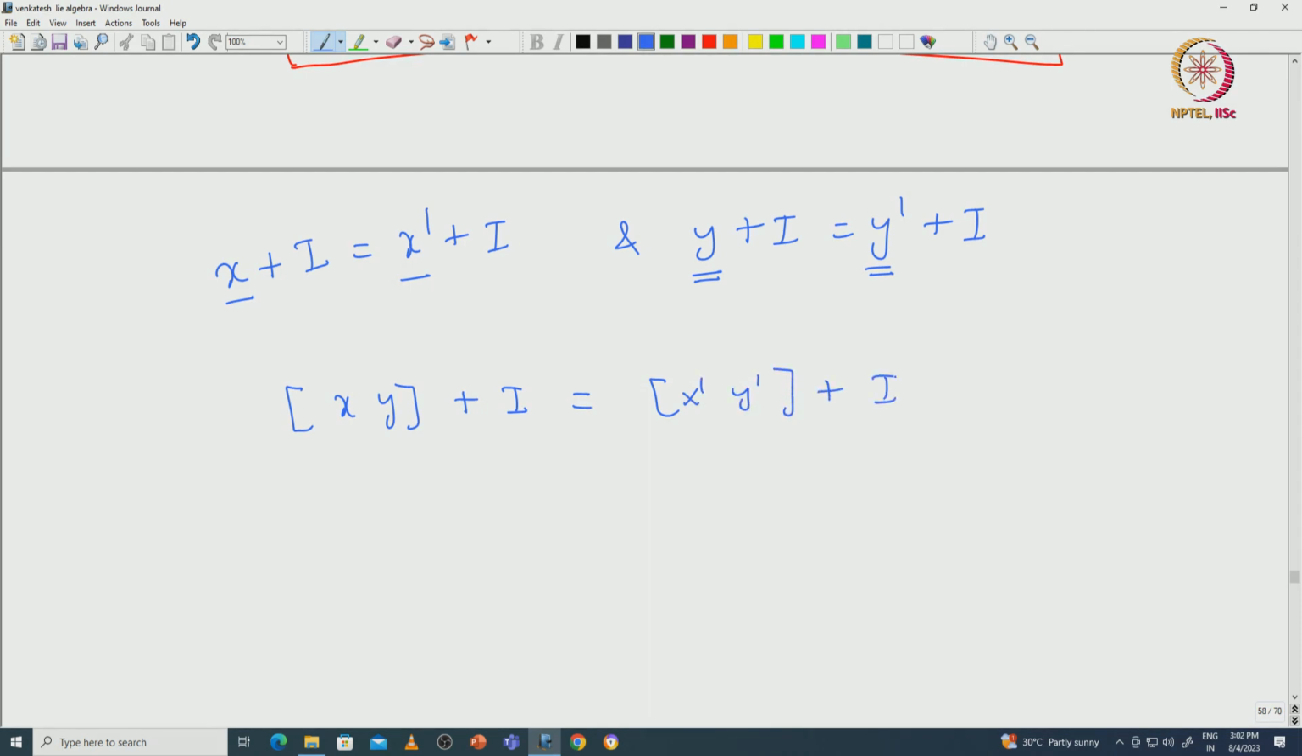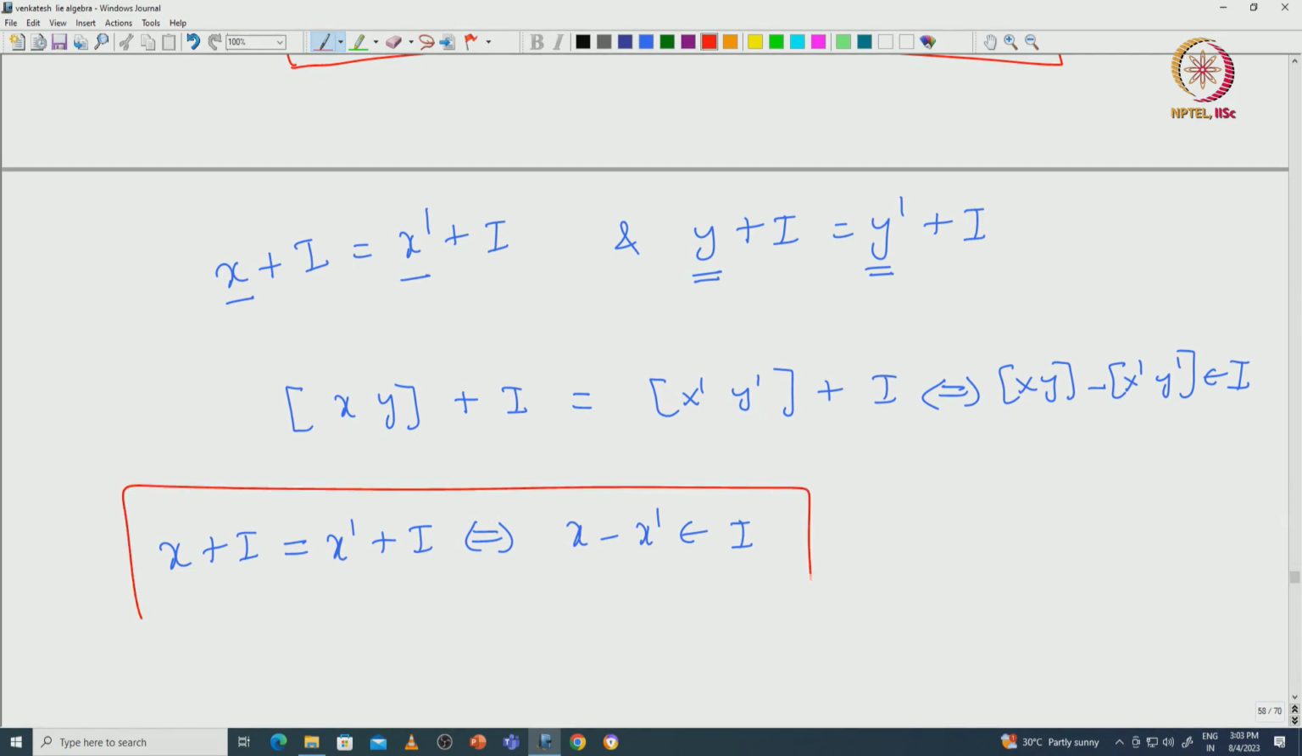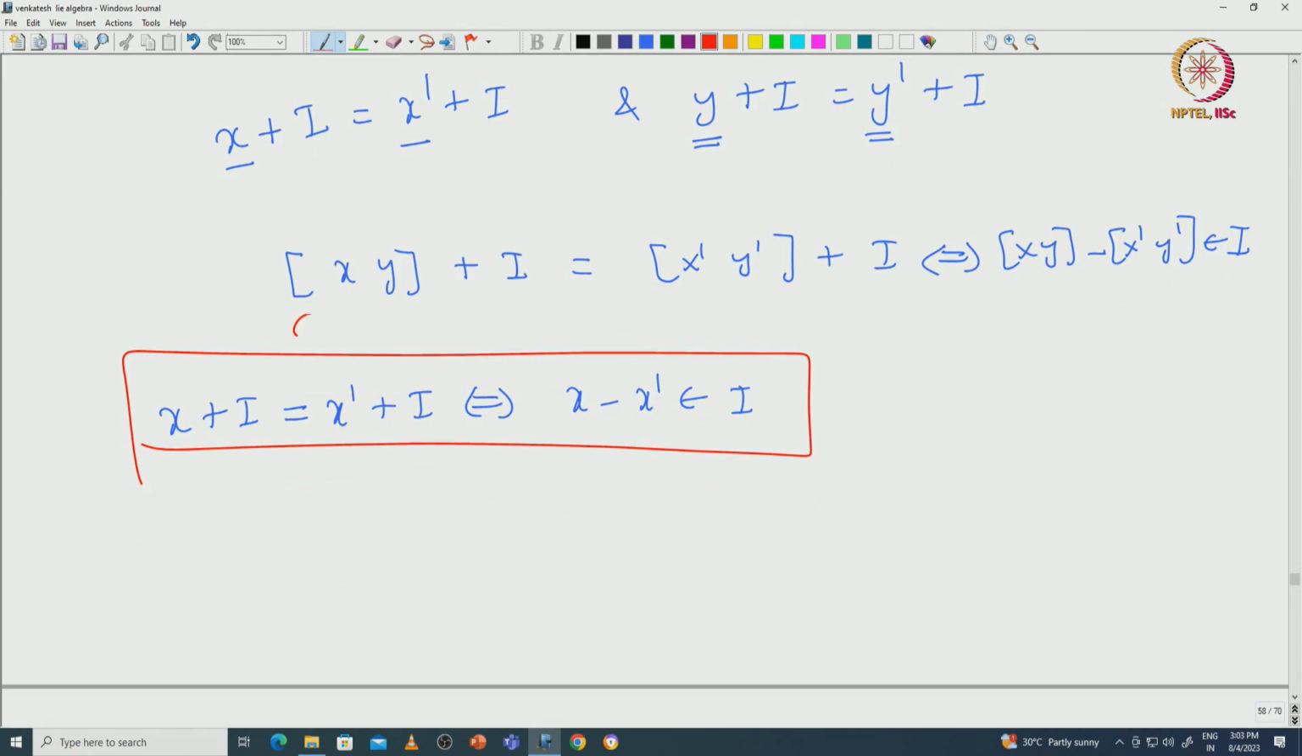This is equivalent to saying that the bracket [x, y] minus the bracket [x', y'] should be in I. By definition, x + I equals x' + I if and only if x minus x' is in I. This is the definition of two cosets being equal. So we need to verify whether this is true or not.